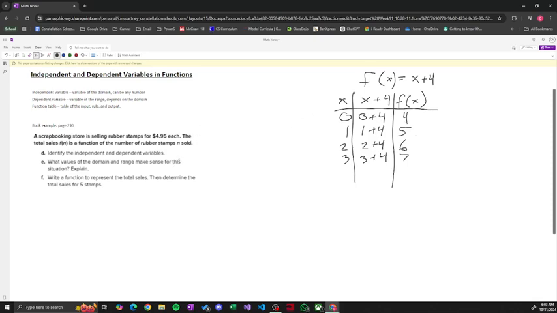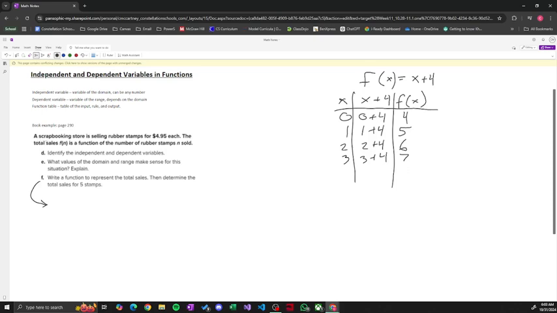So let's take a look at this example. We're going to start by writing the function, even though that's step F right here. We're going to start with this step, just like they do in the video, just to keep things simple. And then we're going to do step E and D. So step F, write a function to represent the total sales.